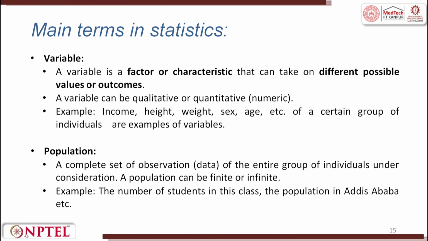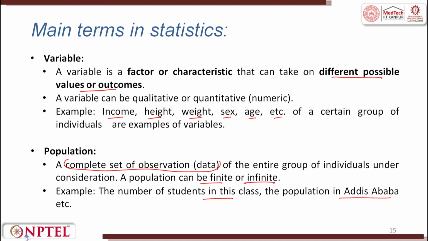Variable. Variable is a factor or characteristic that can take on different possible values or outcomes. A variable can be quantitative or qualitative. Example could be income, height, weight, sex, age, etc. of certain group of individuals could be variables. Population, a complete set of observations of the entire group of individuals under consideration is population. A population can be finite or infinite. Example, the number of students in class, the population in a specific city, Addis Ababa, etc.